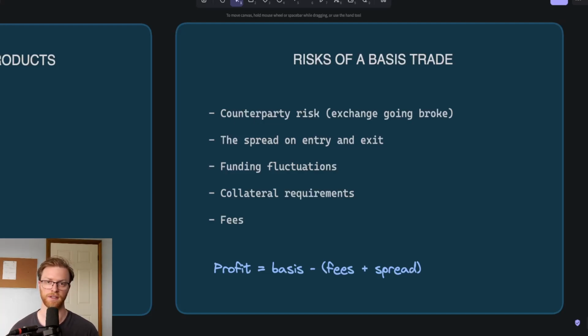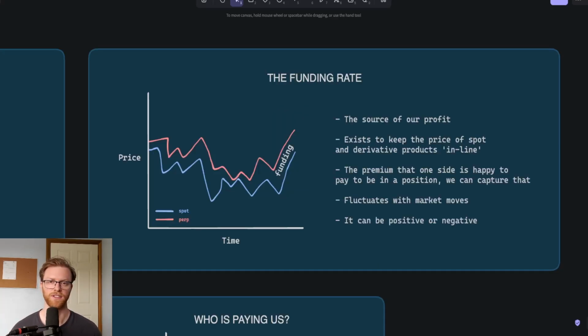The profit is basically the basis or the funding rate minus the fees that you pay and the spread on that initial entry and exit that you pay as well. For basis trades, you must understand where your profit comes from. If you don't understand where your profit comes from, I don't think you should be conducting these trades at all. So let's go through that.